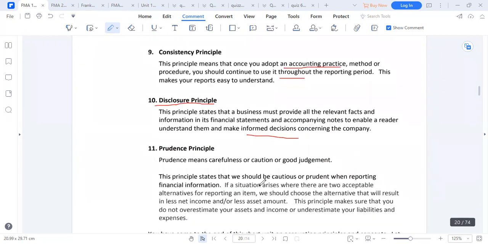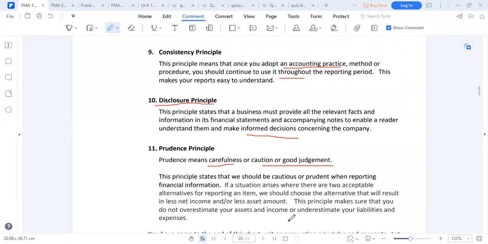And finally, the prudence principle simply means that there should be carefulness or good judgment when you want to report financial information. So when there's a situation where there are two acceptable alternatives for reporting, it's better that you choose the alternative that will result in less net income or less asset account.